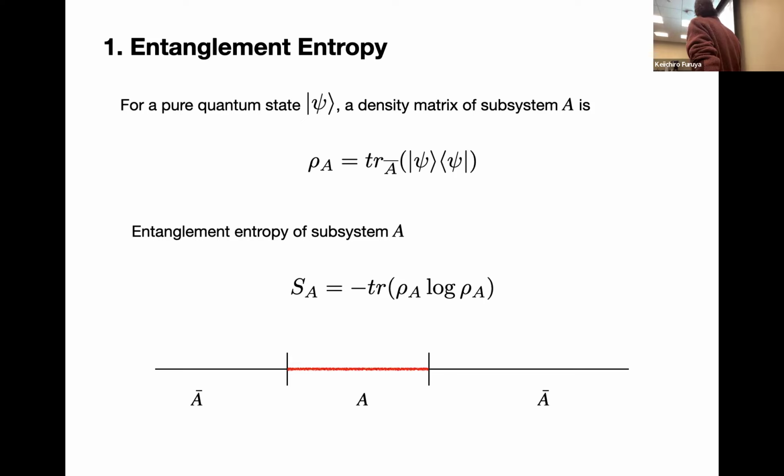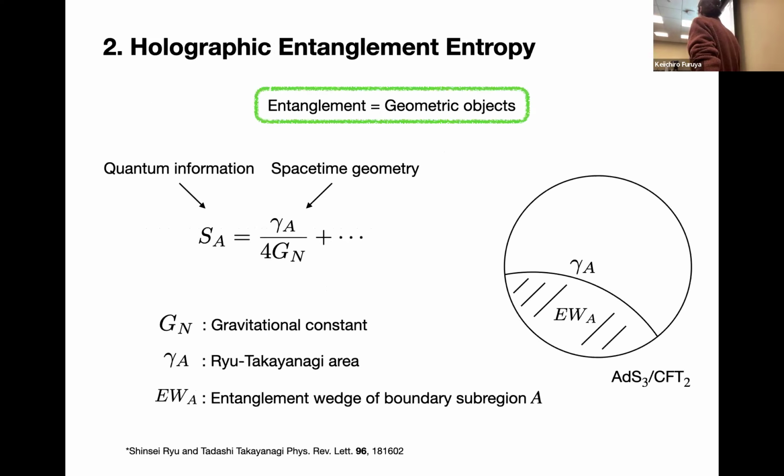You can study entanglement entropy for a quantum system. Now people study a specific quantum system, which is a holographic system. In a holographic system, people found that the quantum information quantity, which is entanglement entropy, corresponds to some geometric object, in this case a geodesic anchored on the subregion of the boundary theory.